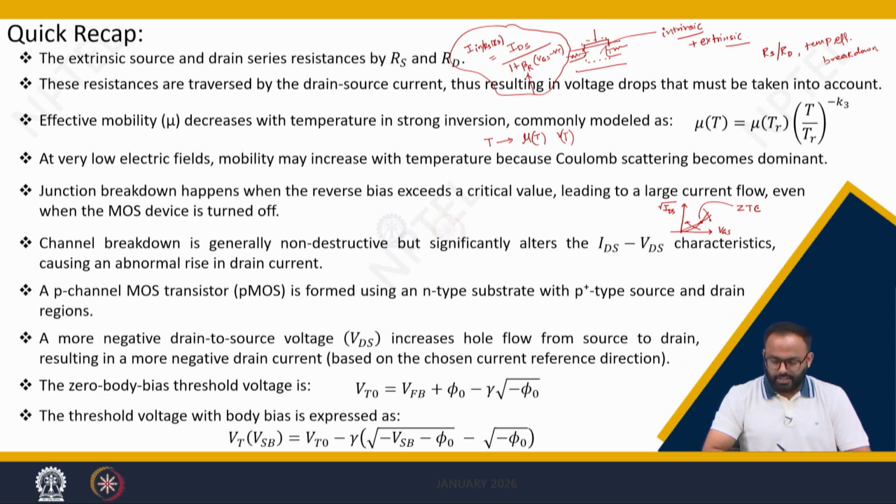where a designer needs to operate this device. In addition, we discussed that we have breakdown phenomena, thus the applied voltages at the terminals like gate voltage or drain voltage should be within limits. If you apply voltages beyond that limit, then there will be a junction breakdown. In some sense, junction breakdown is non-destructive, whereas oxide breakdown is destructive in nature.